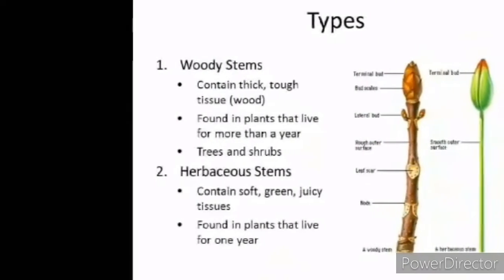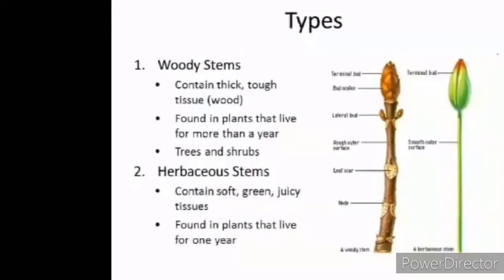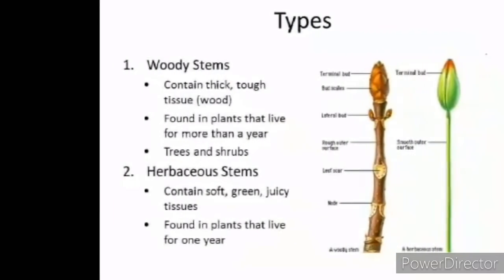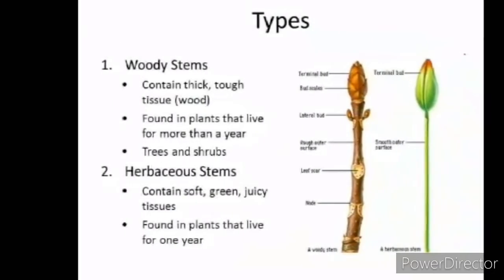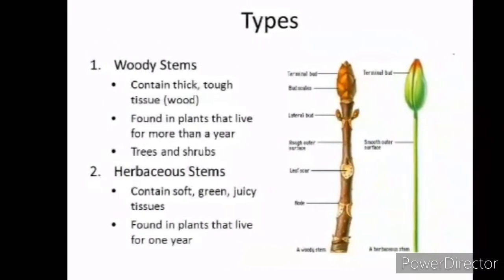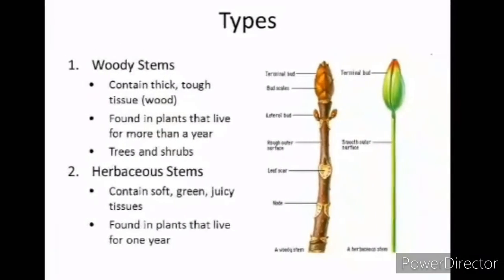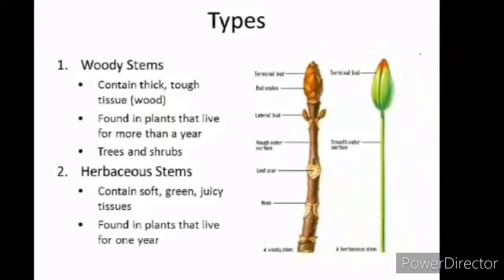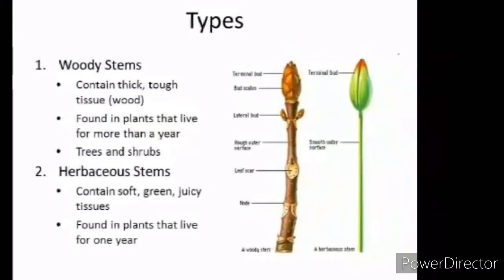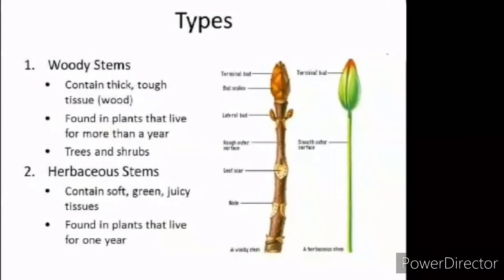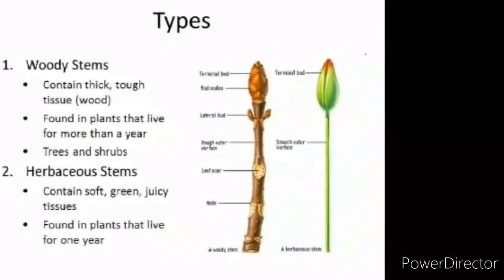There are two types of stems. Number one is the woody stems. Woody stems contain thick tough tissue and are found in plants that live for more than a year. Examples are trees and shrubs. Second is herbaceous stems. They contain soft, green, juicy tissues and are found in plants that live for only 1 year.